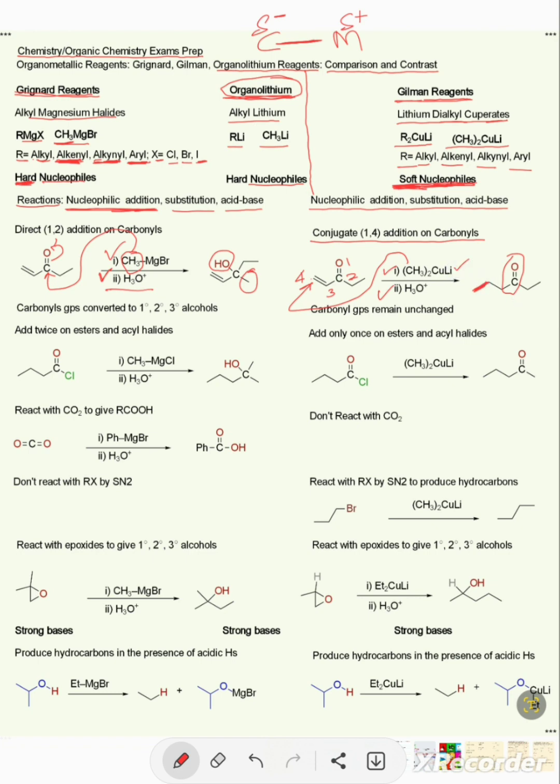So that's the major difference here: the carbonyl groups would undergo nucleophilic addition with Grignard reagents to give primary, secondary, and tertiary alcohols. However, the Gilman's reagent would do 1,4 addition on carbonyls, and in this way you increase the carbon chain, but you would not change the carbonyl group. The carbonyl group remains unchanged, as we see here in our current product.